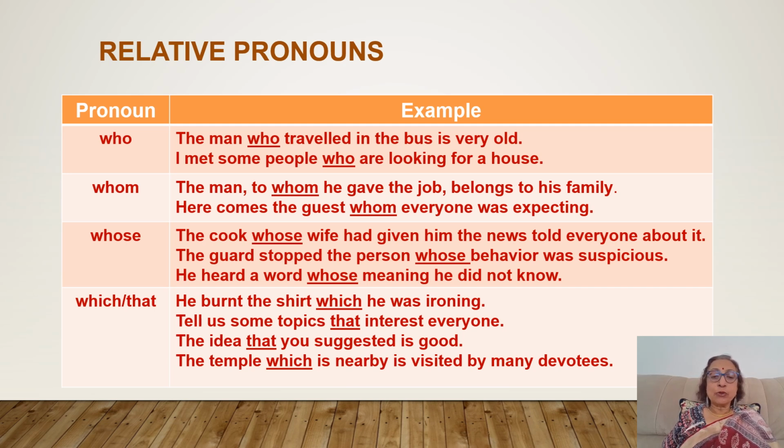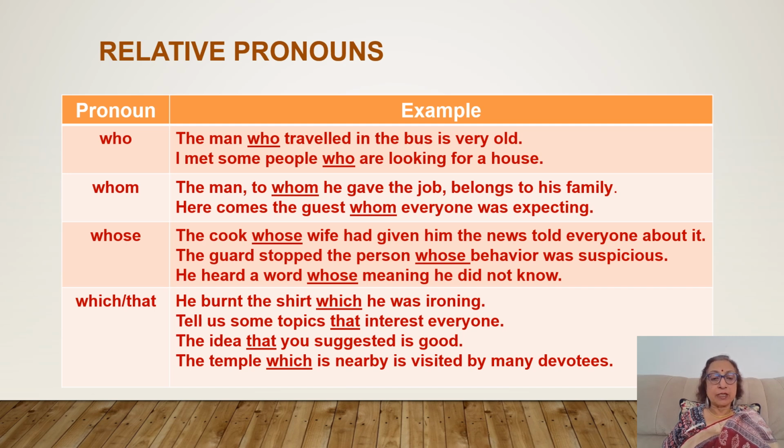Now, I told you whose is not only used for people, but it's also used for things. So here we have a sentence: He heard a word whose meaning he did not know. Now, he heard a word, its meaning. He did not know its meaning. Now, its is possessive, so we have to put its next to the word. We change the sentence pattern and we say, he heard a word whose meaning he did not know.